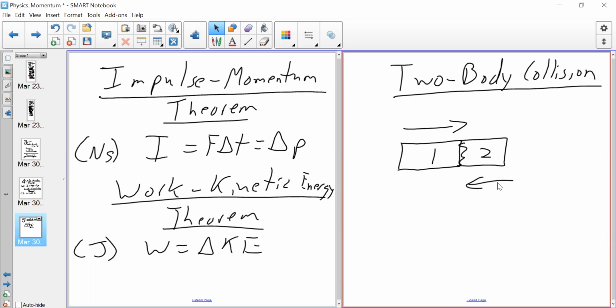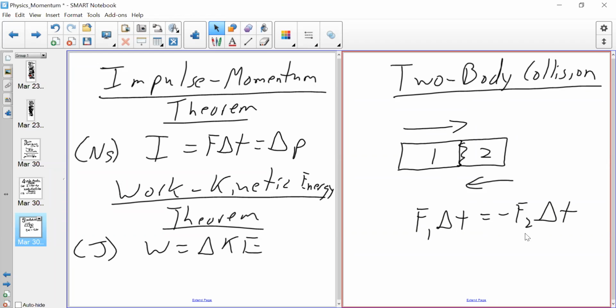Or going to the left. Car one's going to the right, and car two is going to the left. Now, mutually, both of these cars are going to apply an impulse on each other, but the impulse they apply on each other is going to be equal and opposite. So, for example, car number one's impulse will be going to the right. So his impulse will be, let's say, F1 delta t, because it's object 1. And then car number 2 will be negative F2 delta t.